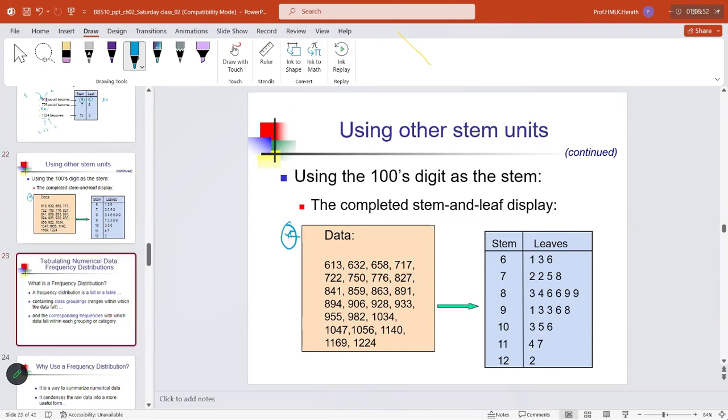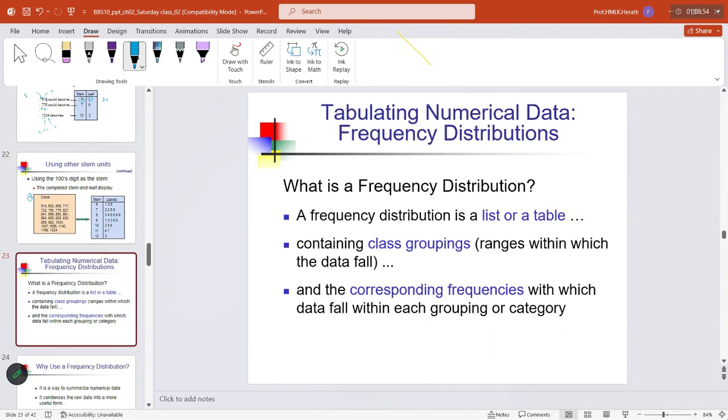Next, we will understand how we tabulate numerical data into frequency distributions. So what is a frequency distribution? That was pretty much understood early. A frequency distribution is a list, a table or a picture which has class groupings as well as corresponding frequencies.